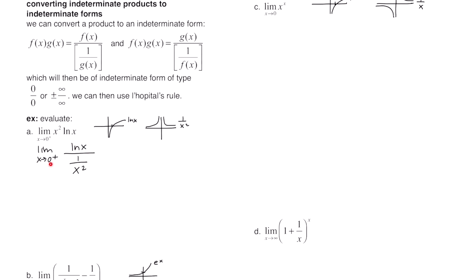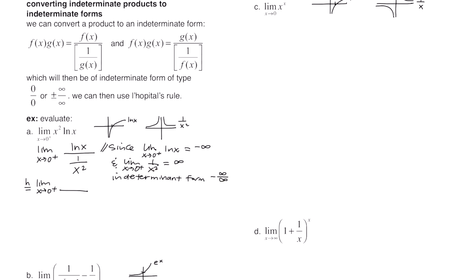As x approaches 0 from the right, this graph goes to negative infinity. Here we have 1 over x squared, so I have the graph here, and as x approaches 0 from the right, the graph goes to positive infinity. Since the limit of the numerator equals negative infinity and the limit of the denominator equals positive infinity, this limit is of indeterminate form negative infinity over positive infinity. So we're going to apply L'Hopital's rule.